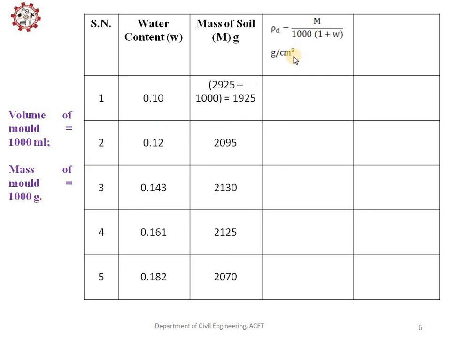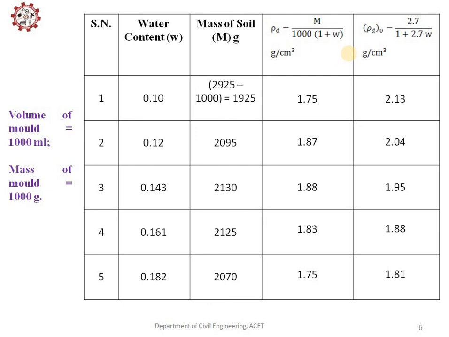The gamma D formula we have already solved in the previous slide. So we are taking m upon 1000 into 1 plus W, and next, for the void ratio, we are calculating by this formula. By substituting the values, we get the first values as 1.75, 1.87, 1.88, 1.83 and 1.75. Similarly, for gamma D0: 2.13, 2.04, 1.95, 1.88 and 1.81.